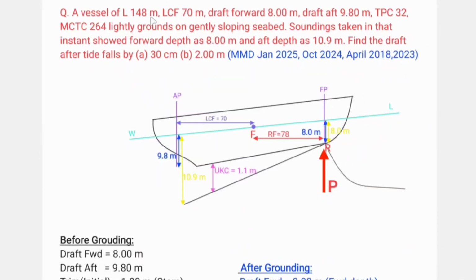A vessel of length 140 meter, LCF 70 meter, drop forward 8 meter, drop up 9.80 meter, TPC 32, MCTC 264, lightly grounds on gently sloping seabed. Soundings taken in that instance show forward depth is 8 meter and up depth is 10.9 meter. Find the drop after tide poles by A 30 centimeter, B 2 meter.